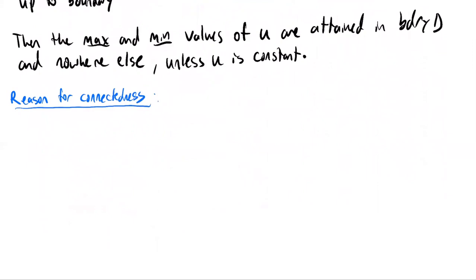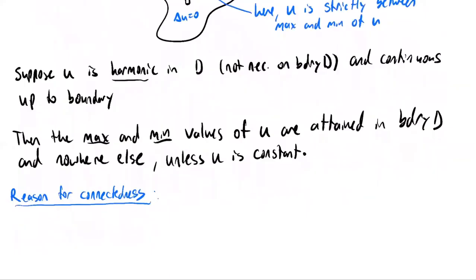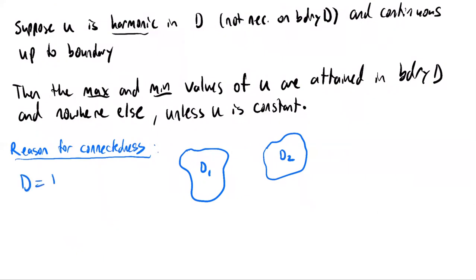Right, so why do we need this hypothesis? Well, let me define a domain D that is not connected, meaning it's in two or more pieces. Maybe let me call this the first piece D1, and let me call this region here D2. And let me define my domain D to consist of both of these regions. Right, so D is both combined.